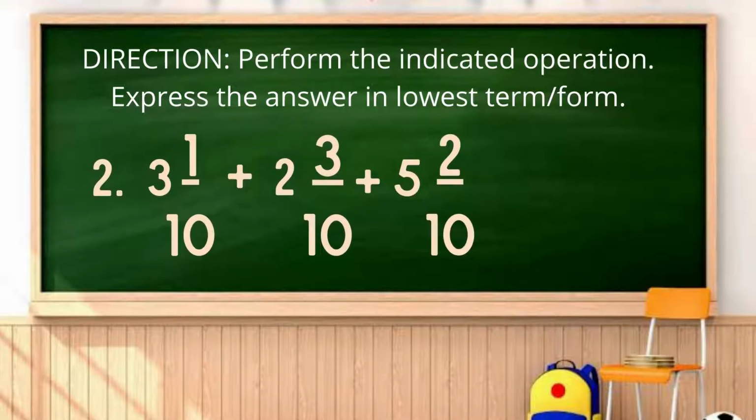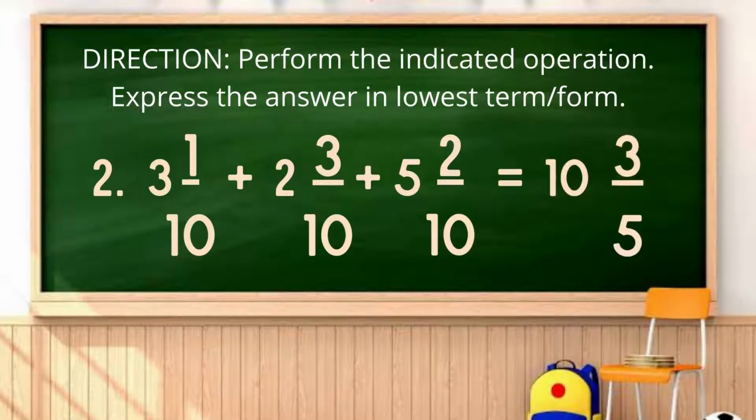For number 2, the given are 3 and 1/10 plus 2 and 3/10 plus 5 and 2/10. Your timer starts now. Time is over, children. What is your answer? Very good. The answer is 10 and 3/5. Who got it correctly? Very good.